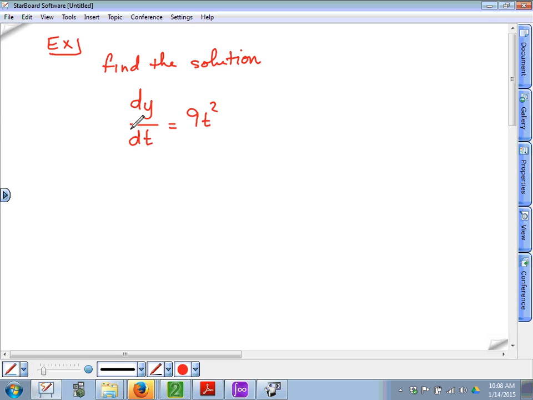Now, you guys, this is a differential equation. Okay? So you need to move the dt over to the other side. So first thing to do would be to rewrite this as dy equals 9t squared dt. What they mean here is find y. We know dy equals 9t squared dt. How do we find y? We integrate. We do indefinite integration.